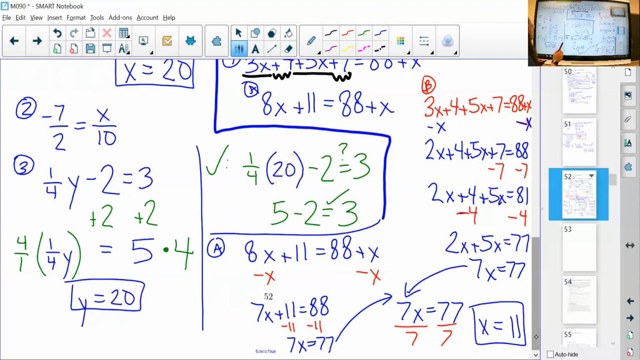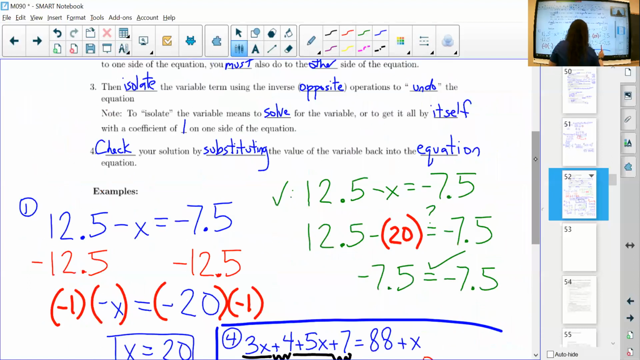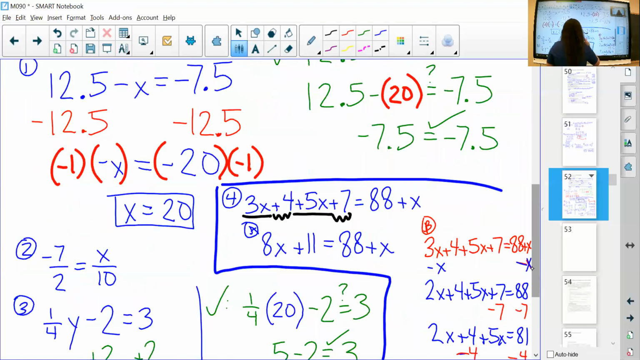I'll go ahead and leave that to you to check, but I want to make sure that when you check x equals 11, you don't just check it in the most recent equation. You go back up to the very top. 3x plus 4 plus 5x plus 7 is 88 plus x. And you plug in, what did we just find? 11. You plug in 11 for each of these x's, all 3 of these x's, and then you evaluate, and it does work out.